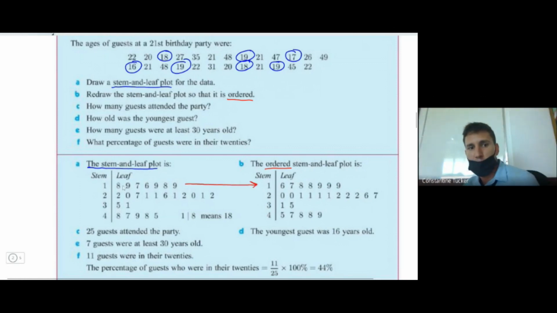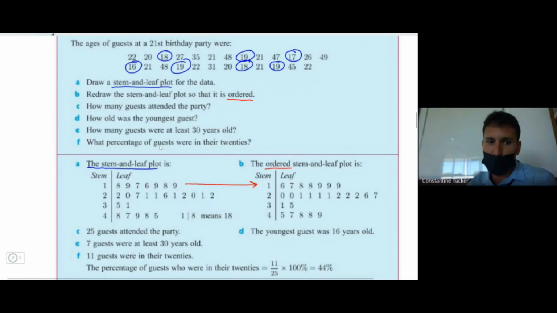So if you have 8, 9, 7, 6, 9, 8, 9, you can now say, okay, at the front, please. The first one is what? 6. Done. Next one would be the 7. Next one would be the 8, etc. So now it's ordered.